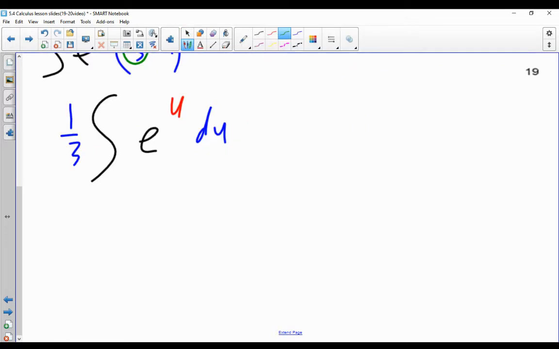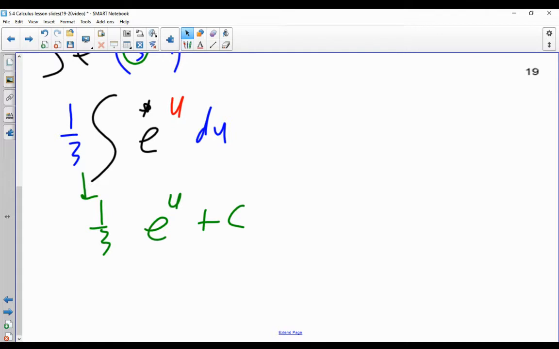So the antiderivative of e to the u is just e to the u, and then plus c. And then the 1/3 in the front just stays as 1/3. Because remember, the antiderivative of e to the u is itself. It's basically its own derivative and its own antiderivative. Makes it really easy for you guys. And then the 1/3 will just stay in the front.